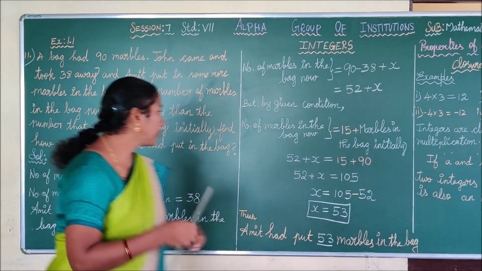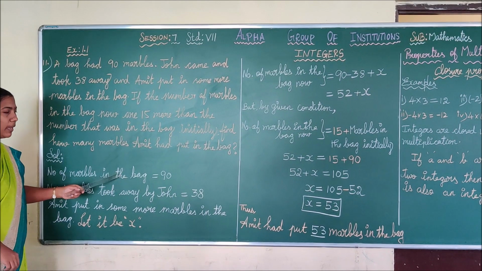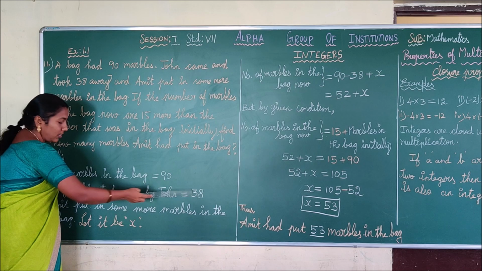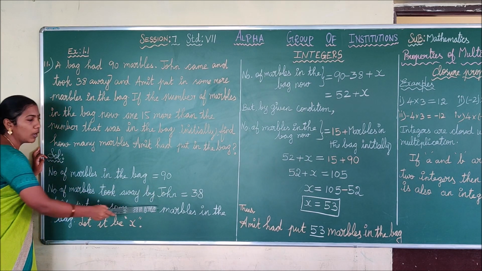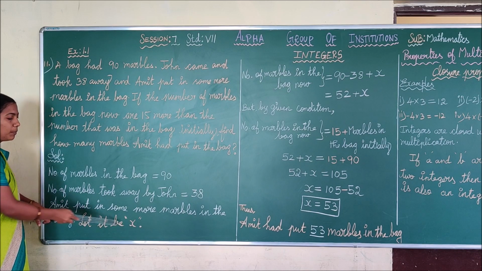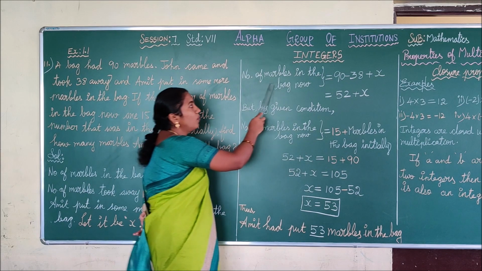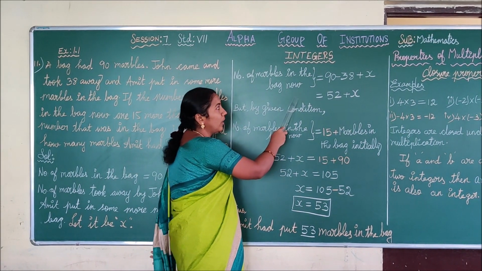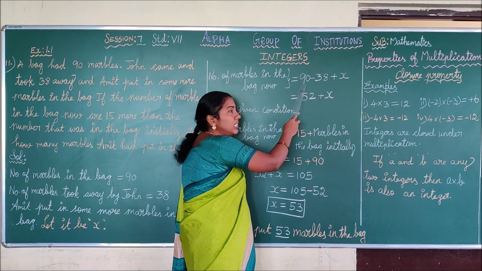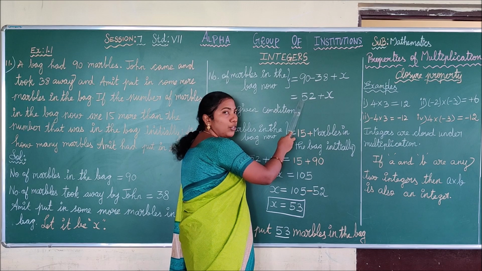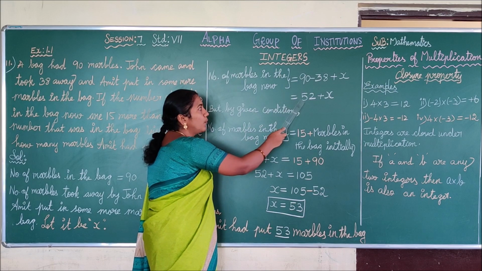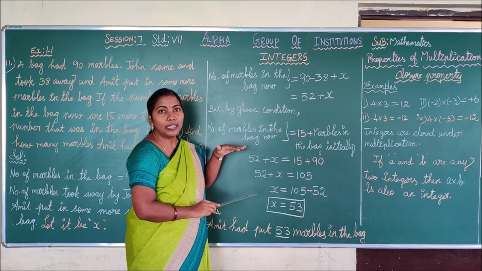See here. Number of marbles in the bag is 90. Number of marbles taken away by John is 38. Amit put in some more marbles in the bag. So usually we take the unknown value as some variable. So let it be X. See here. Number of marbles in the bag now. How can you find it? We have to subtract 38 from 90 and add X. That is, we get 90 minus 38 equals 52 plus X. Thus, the number of marbles in the bag now is 52 plus X. Now we have completed half of the question.